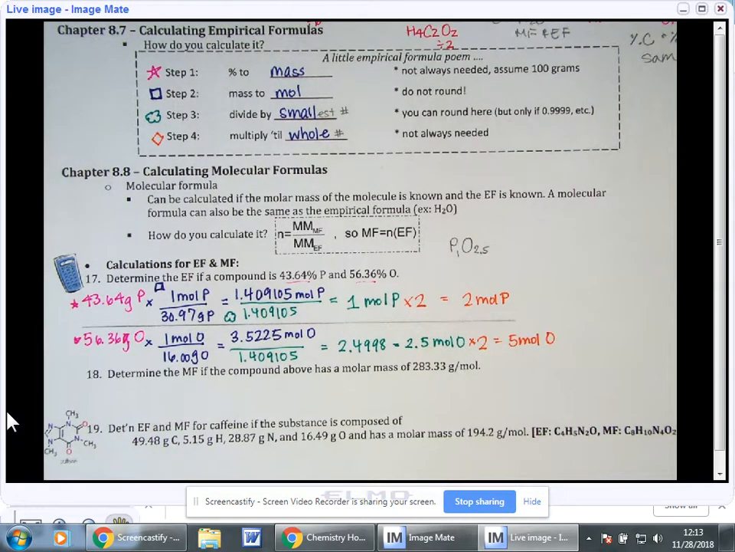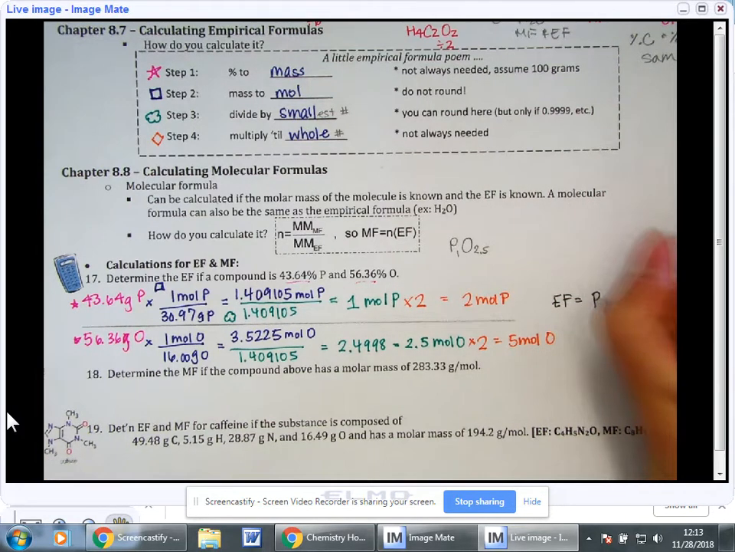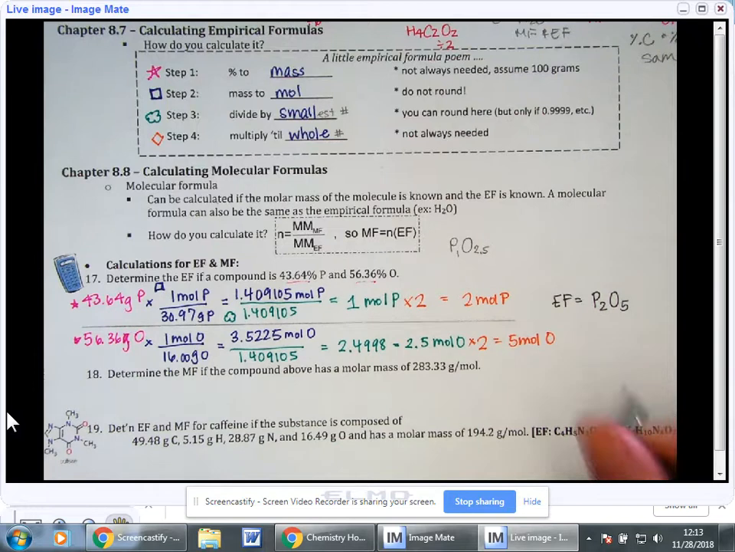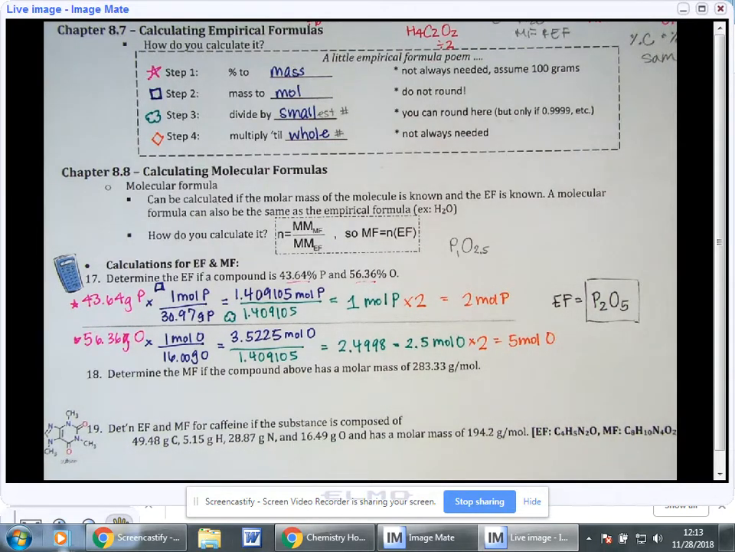So finally, I can arrive at my final answer, and my final answer, the empirical formula, is equal to P2O5. And I'll also have you box your final answer. The rest of the examples I'll show on another screencast.